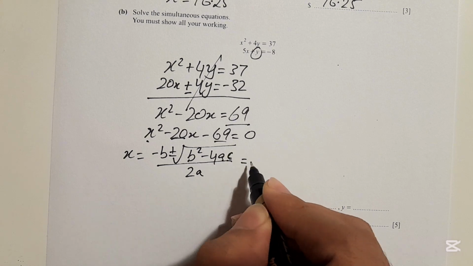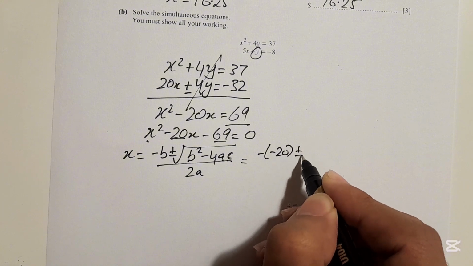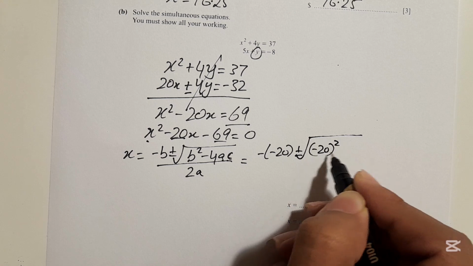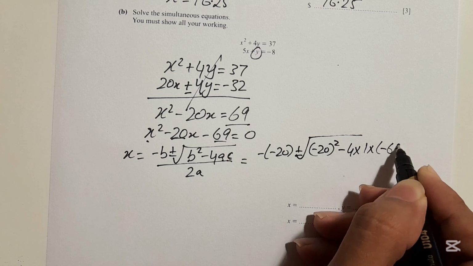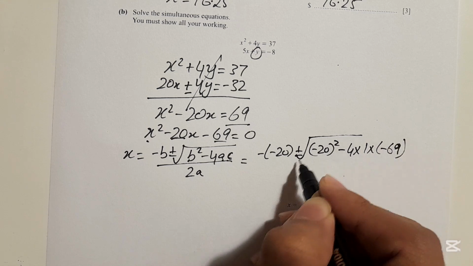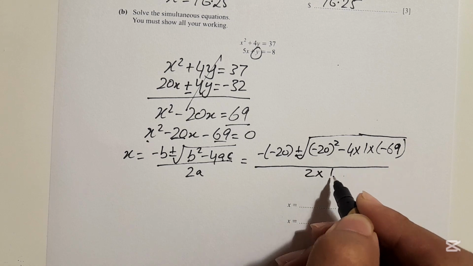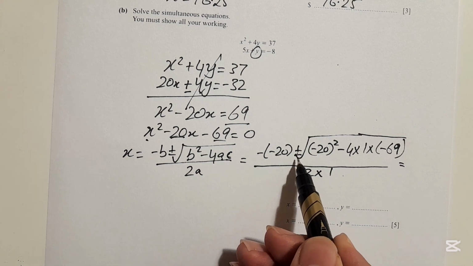So we will rearrange this and write minus minus 20, plus or minus the square root of minus 20 squared, minus 4 times a, which is 1, times c, which is minus 69, divided by 2 times a, which is 1, like this. So using the calculator, minus b will be 20. So plus 20, and we will use the plus value first, then we will use the minus value.